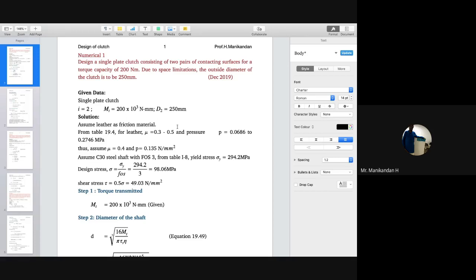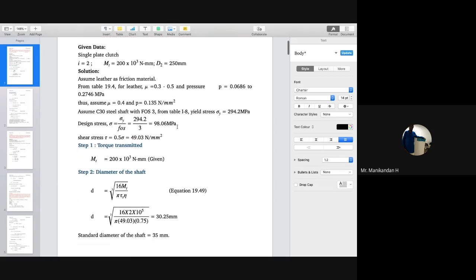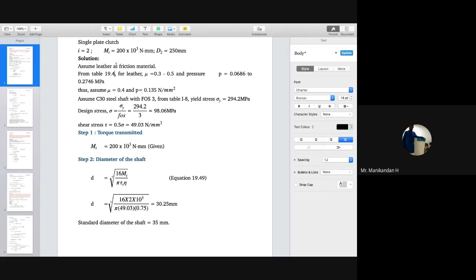Here there is no coefficient of friction or pressure value given, so we have to assume a friction material. In most cases we'll assume leather as the friction material. If you refer to table 19.4, you will get mu is equal to 0.3 to 0.5 for leather, and pressure will be 0.0686 to 0.2746 megapascal. So if you refer to the friction material table, you can see all these data corresponding to leather.